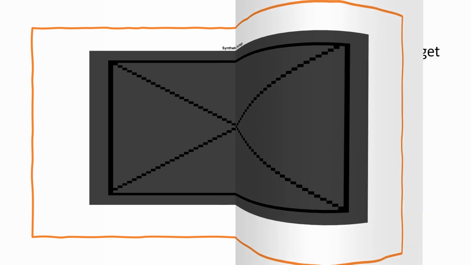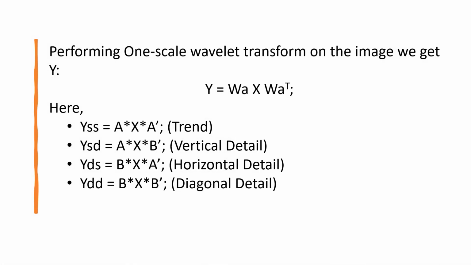So this is the original image, that is, this is the test image we are going to use. By performing one scale wavelet transform on the image, we are going to get Y. Y is given as the analysis matrix into the original image matrix into the transpose of the analysis matrix. But here in Y we'll get four components. The first one is the trend, which is given as A into X into A bar, and then the vertical detail and horizontal detail along with the diagonal detail. Here A and B are matrices, which I'll show you in a moment.